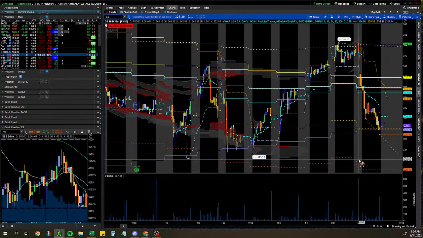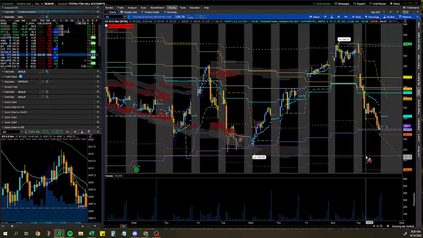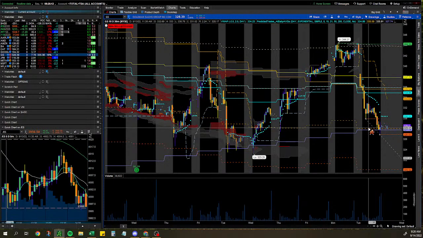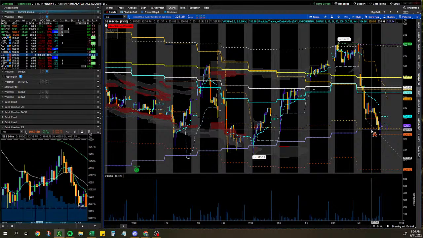GS. Gap down to moving averages and then fell to that first Keltner and daily 50.